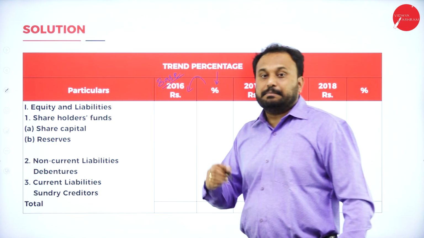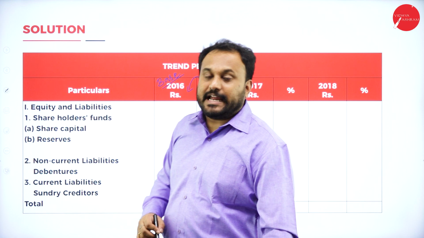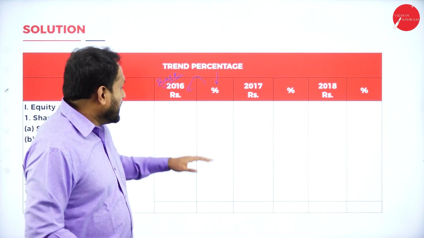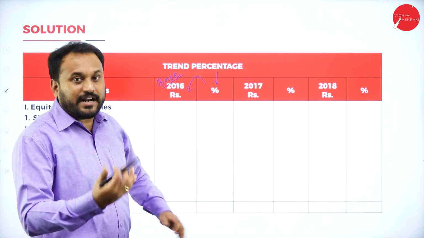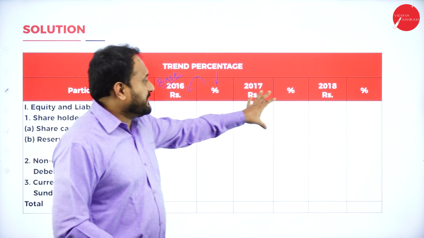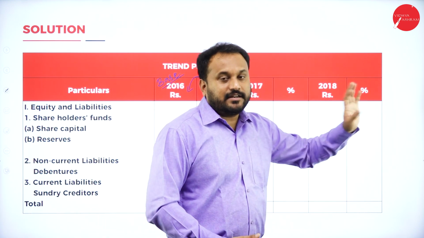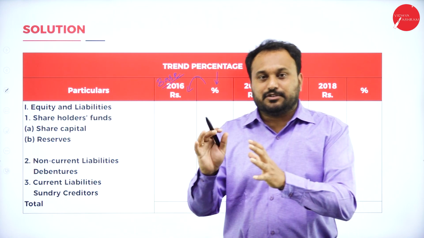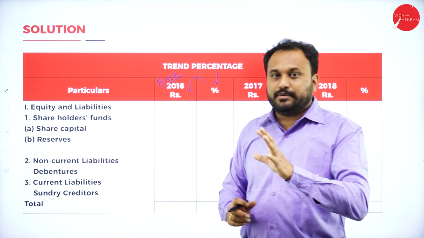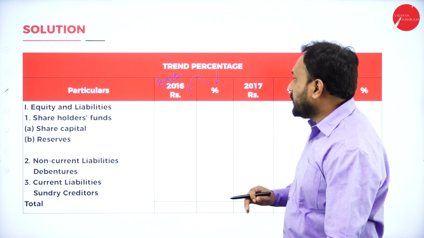Whenever we have 2016 as the base, the entire percentage is all 100%. I told you how 100%. Next 2017 and the trend, 2018 rupees and the trend. It's only that copy paste is what you are supposed to do with the question paper and the answer sheets here. So let's go with this.